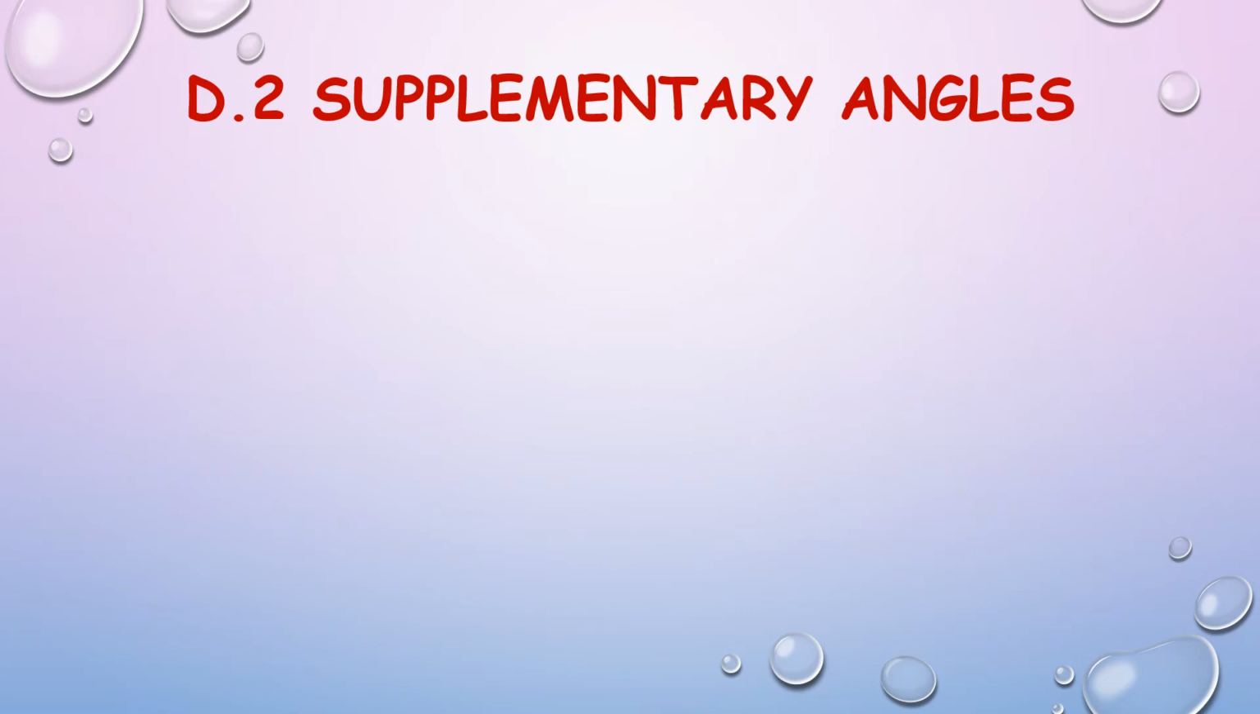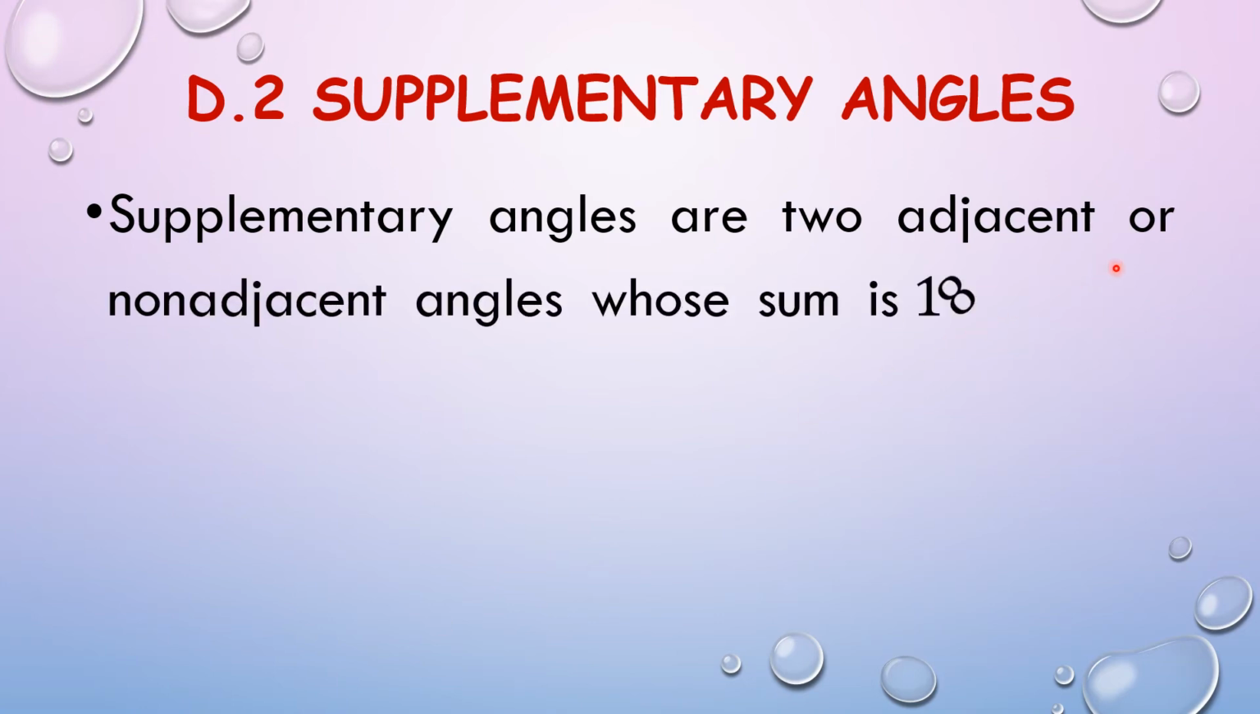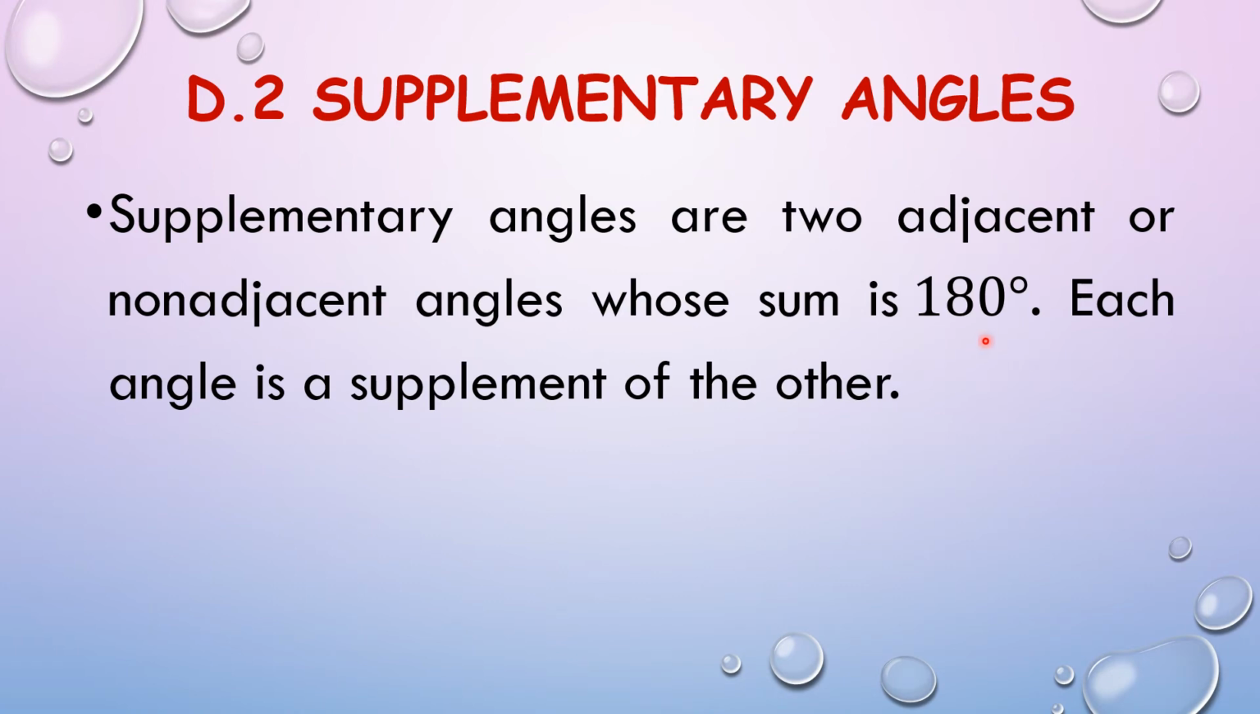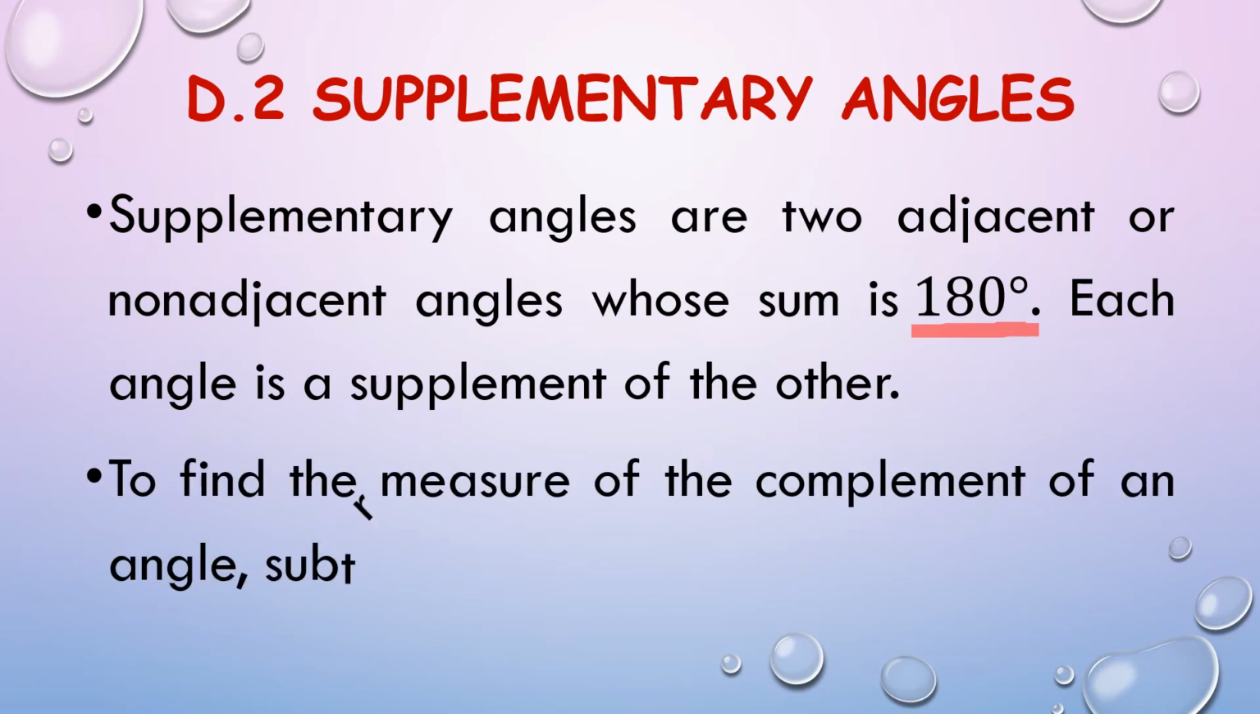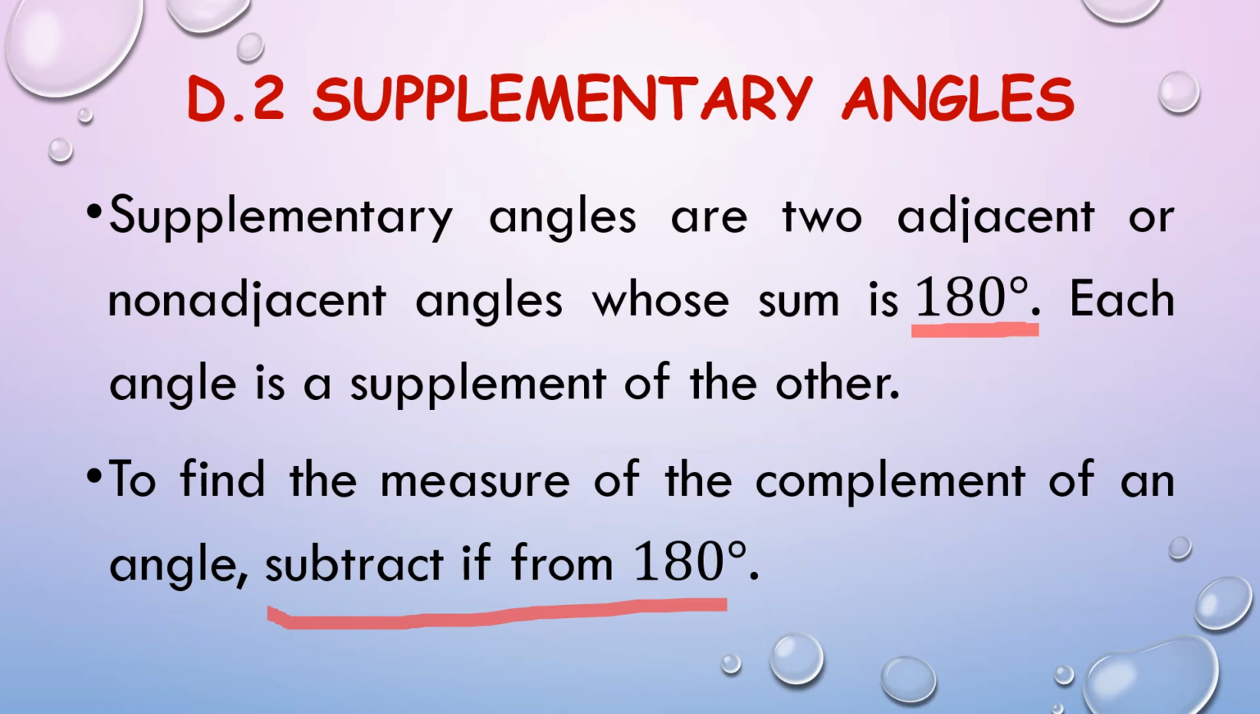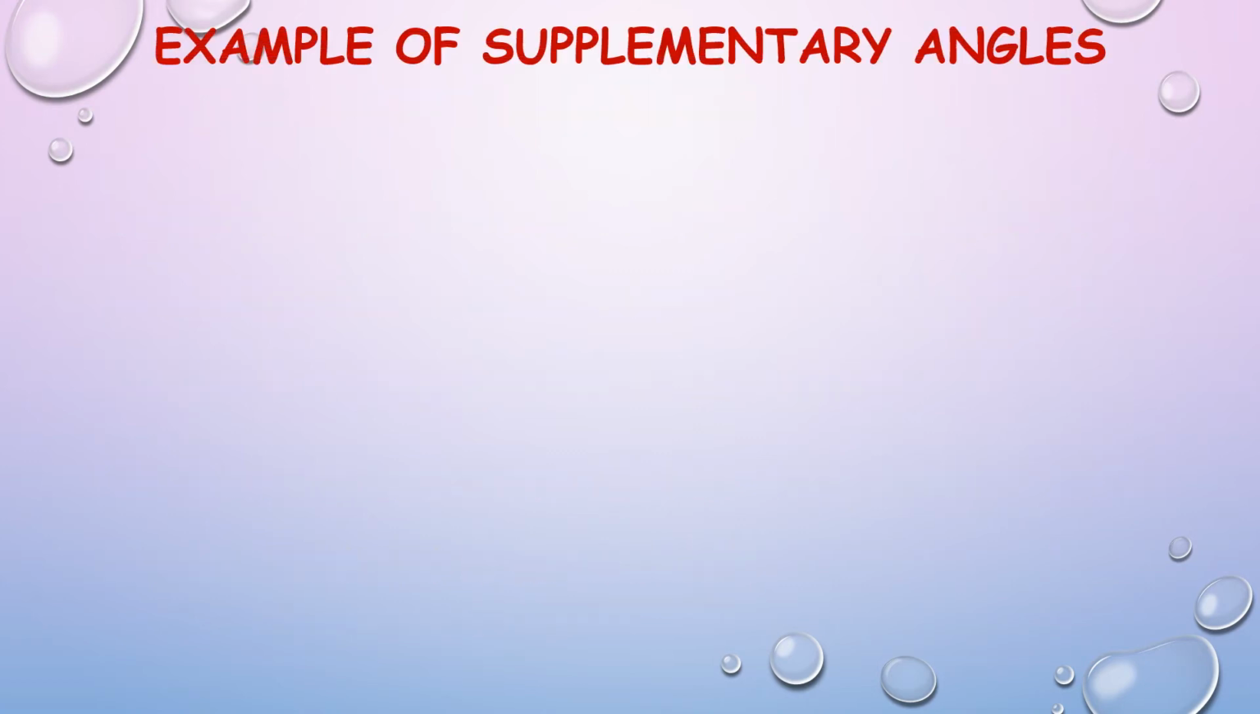Proceed to supplementary angles. Supplementary angles are two adjacent or non-adjacent angles whose sum is 180 degrees. Each angle is a supplement of the other. To find the measure of the supplement of an angle, you have to subtract from 180. In complementary angles, earlier, we subtract from 90 degrees. In these supplementary angles, you have to subtract from 180.